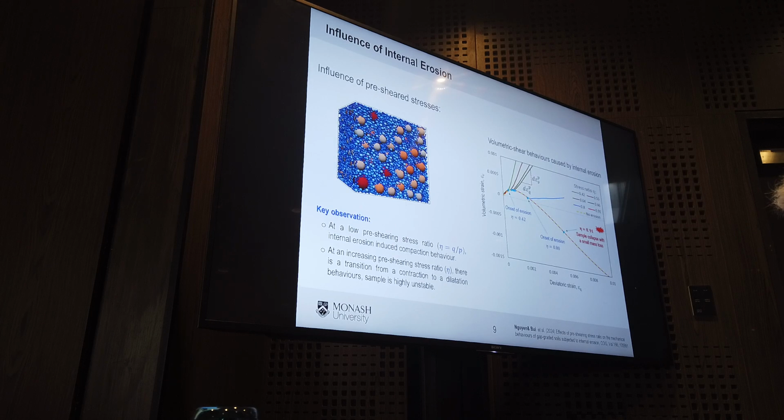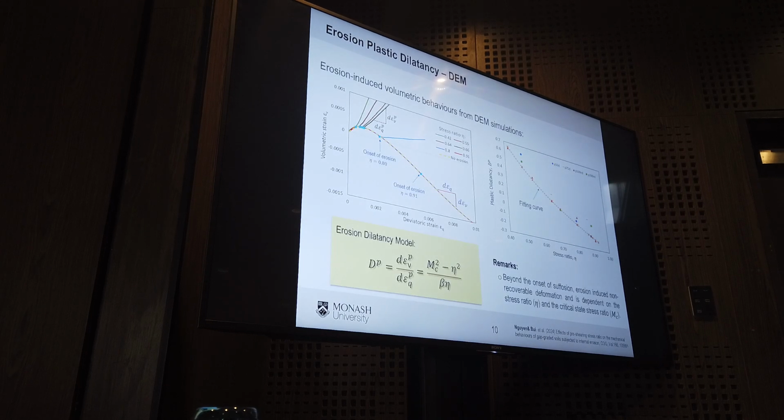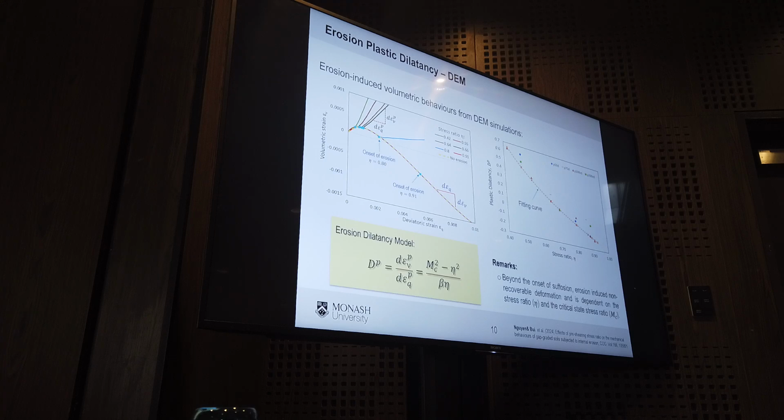So we use this understanding to develop what we call the erosion dilation model. When we have a granular sample and apply mechanical loads, we have a dilatancy model caused by the mechanical loads. This is an additional model to describe how erosion causes volumetric change of the material. You can see that under erosion, the dilatancy behavior of the material depends on the deviatoric stress.